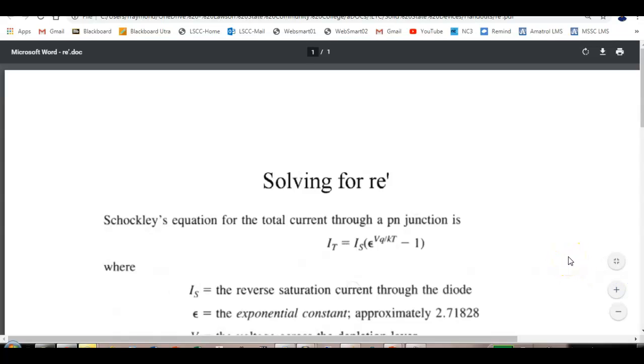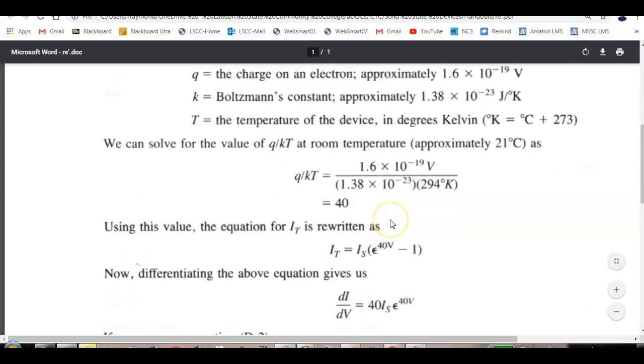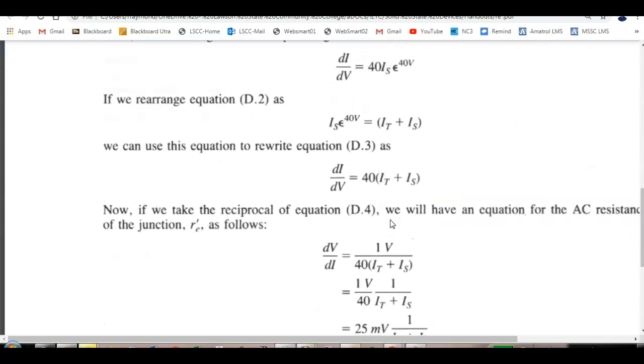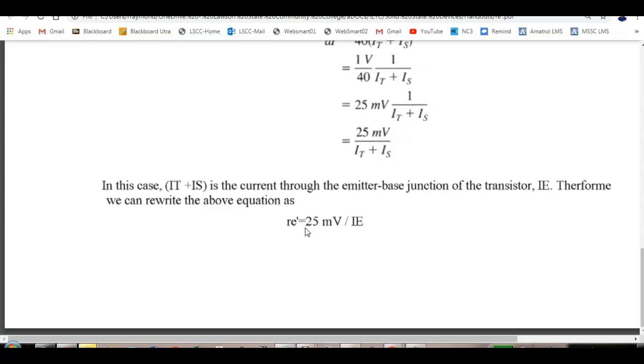So this is the formula for calculating the dynamic resistance of a PN junction. We deal with the derivatives, a little calculus, and then they finally come up with this formula right here. So what does it say? Of course, this is 25 millivolts. It's probably on your formula sheet.